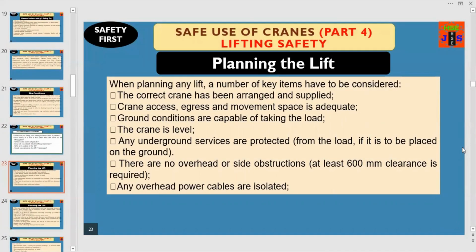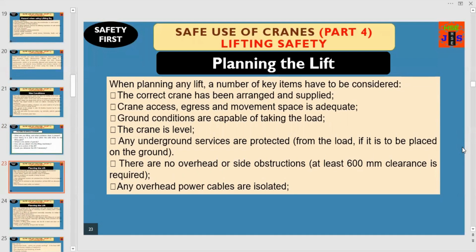Dear friends and fellows, when planning any lift, a number of key items must be considered. The correct crane has been arranged and supplied. Crane access, egress, and movement space is adequate and sufficient. Ground conditions are capable of taking the load. The crane is leveled. Any underground services are protected from the load if it is to be placed on the ground. There are no overhead or side obstructions. At least 600 mm clearance is required.